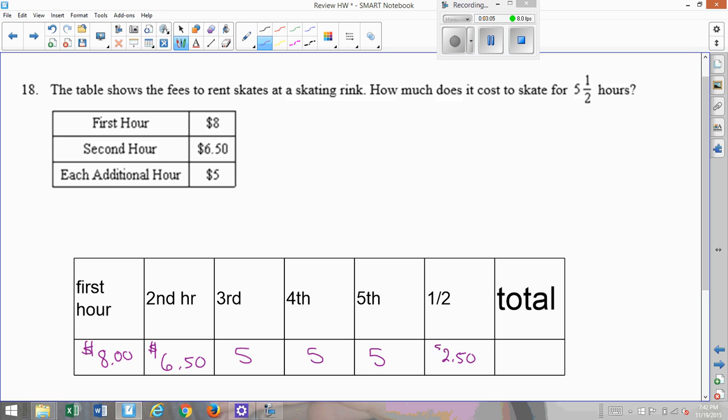We then need to total that up. So that's the easy part, all zeros. 5 plus 5 is 10. Carry the 1. Oops. 8, 9, 15. 15 plus 5 is 20. 25, 30 plus 2 is $32 total.